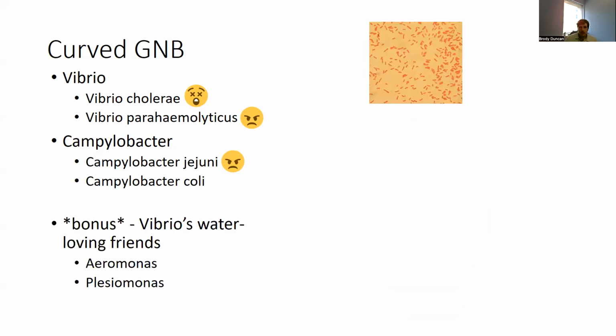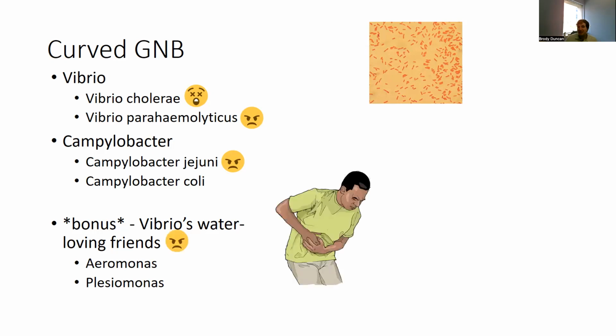Quick little bonus. So Vibrio has a bunch of water-loving friends like Aeromonas and Plesiomonas. They don't actually fit in the curved GNB category. They tend to be a bit more straight, but they cause similar sorts of disease as Vibrio. And they are not our friends. They cause diarrheal disease, similar to cholera.